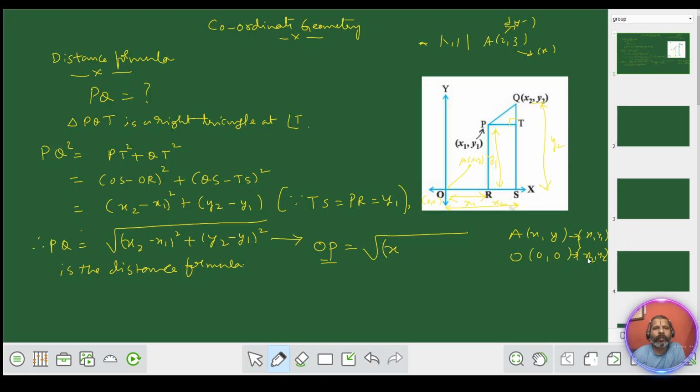So x2 minus x1 means 0 minus x, that is x whole square, plus y2 minus y1 means 0 minus y whole square, which is y square. Therefore, the distance of a point from the origin is nothing but the square root of x square plus y square, where x and y are the coordinates of that point. We'll see a few examples here.